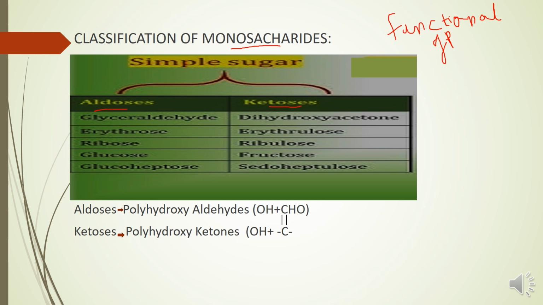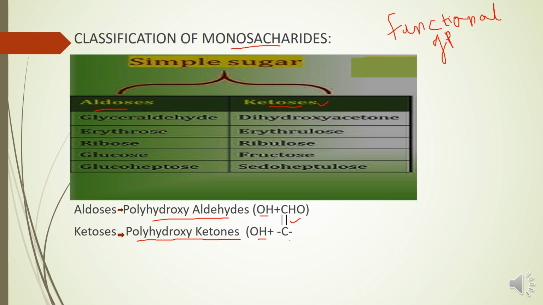Aldose sugars have a functional group called polyhydroxyaldehyde. Polyhydroxy means many OH groups, plus CHO: carbon, hydrogen, oxygen. And when we talk about ketose sugars, they have a polyhydroxyketone functional group. The formula is OH plus C with a double bond. It is called a polyhydroxyketone sugar or ketose sugar.